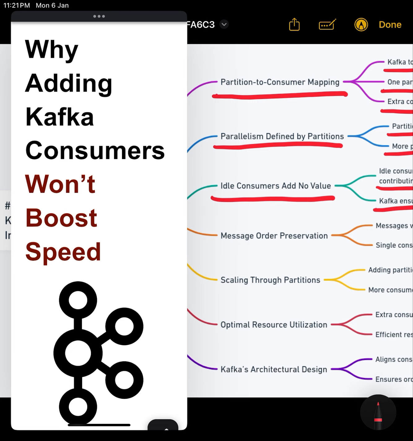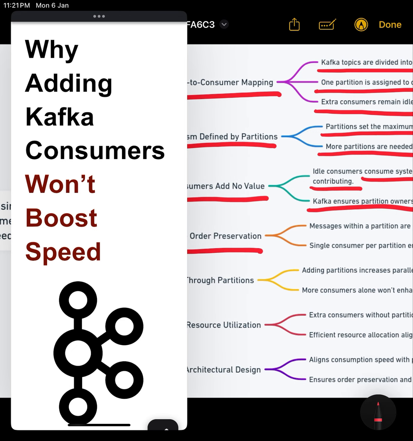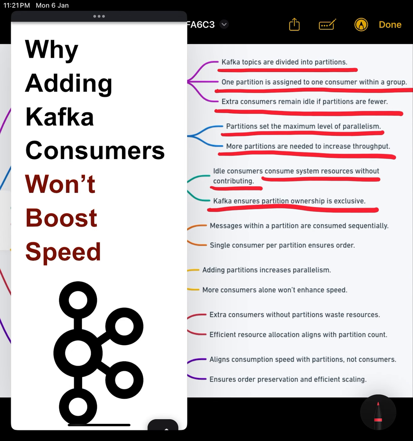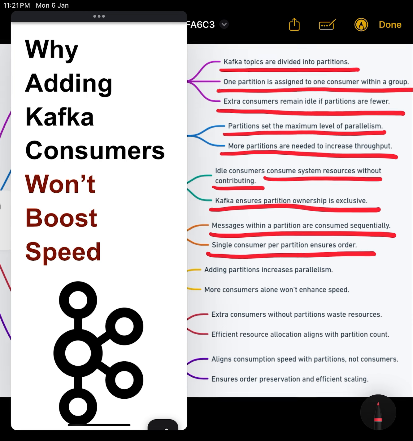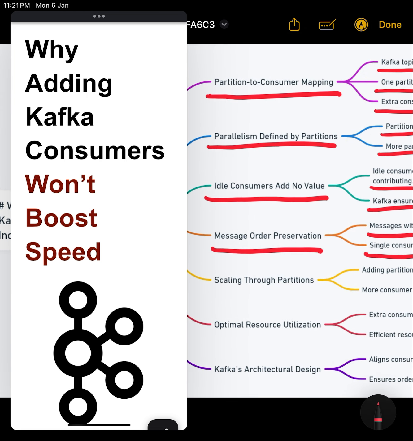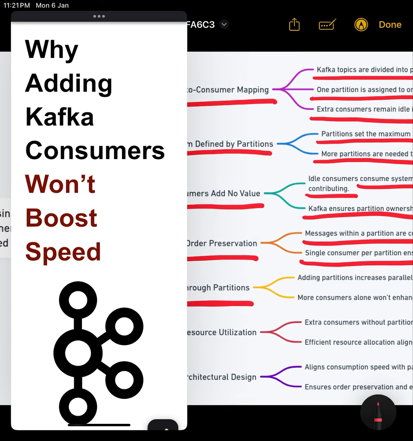4. Message order preservation. Kafka guarantees the order of messages within a partition. Allowing multiple consumers to process the same partition would break this order. To preserve order, Kafka ensures that only one consumer in a group can read from a specific partition at a time.